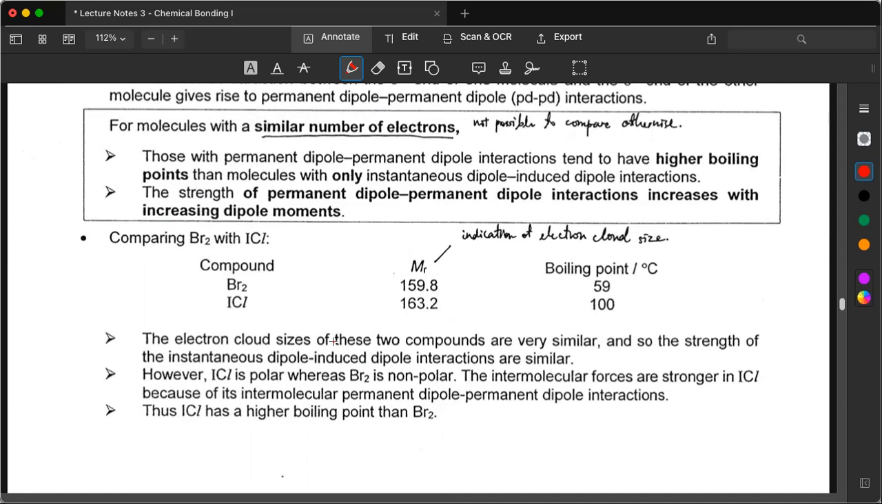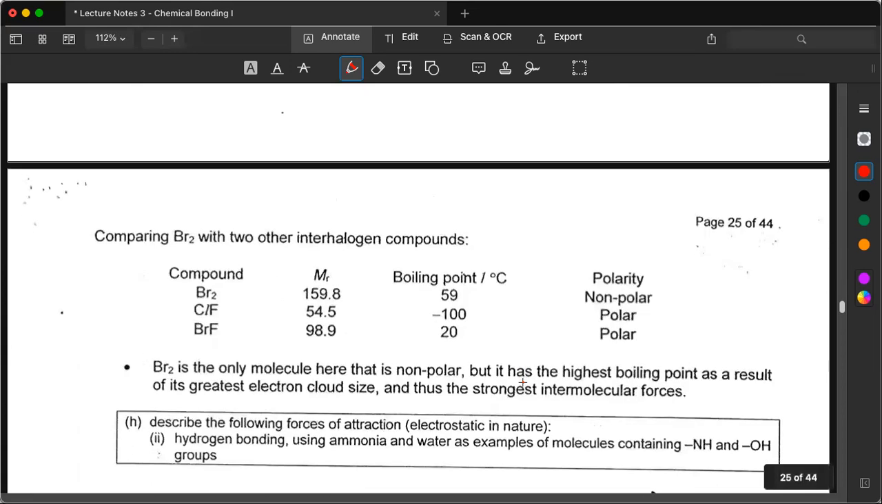The strength of ID-ID interactions is actually similar. However, because iodine chloride is polar, the intermolecular forces are actually stronger in iodine chloride because it also has PD-PD interactions.